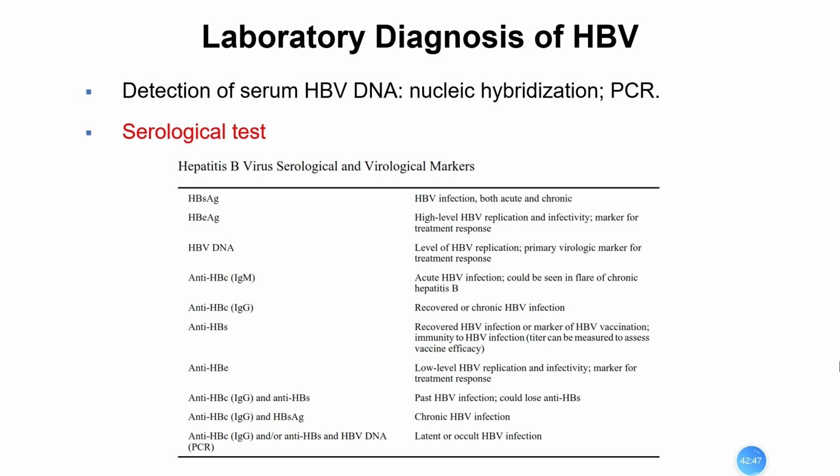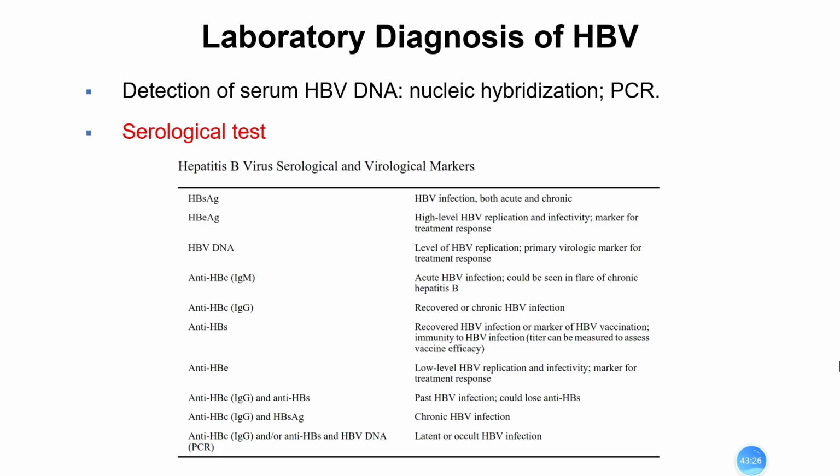For example, if you find the surface antigen in the patient's blood, it means that the person is infected, either acute or chronic. So if there is no infection, there shouldn't be any surface antigen. And if you detect the E antigen, which is processed from C antigen, that means a high level of HBV replication and infectivity. So that's the meaning of E antigen.